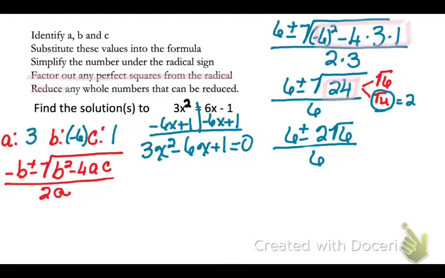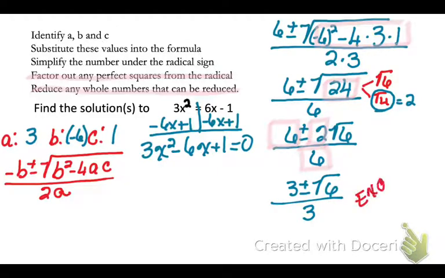Then the last thing is to reduce any whole numbers that can be reduced. So I've got whole numbers of 6, 2, and 6. I'm not looking at my number underneath the radical, and those could all be reduced by 2. So that would give me 3 plus or minus 1 square root of 6, and I'm just going to write down the square root of 6, all over 3. And this is my answer in exact form.